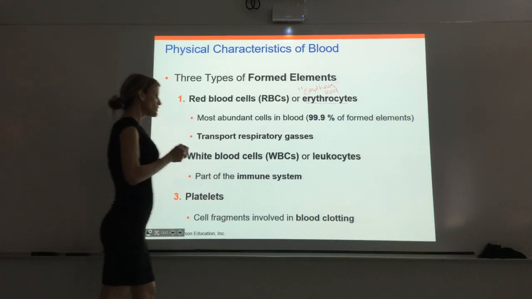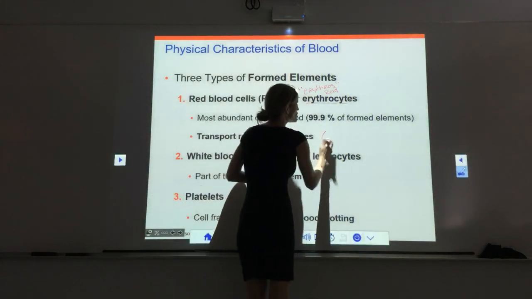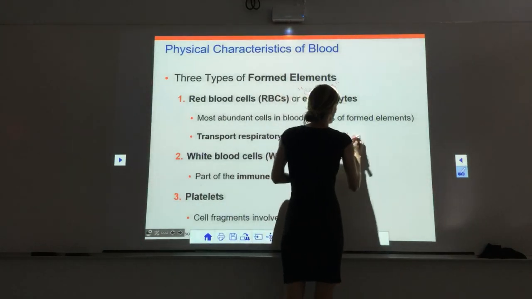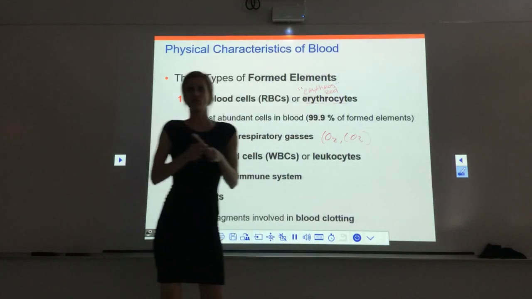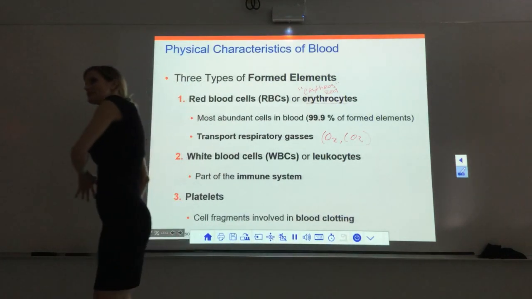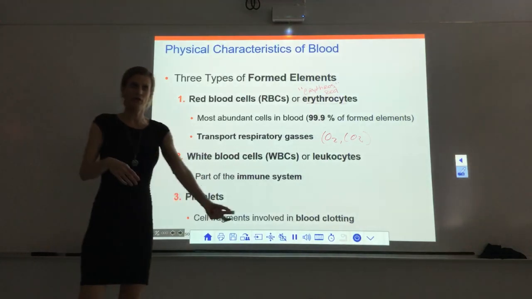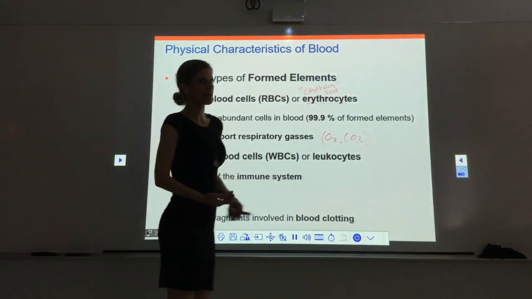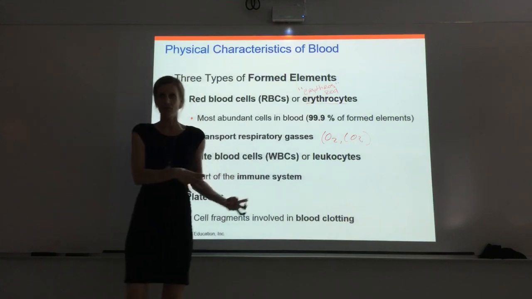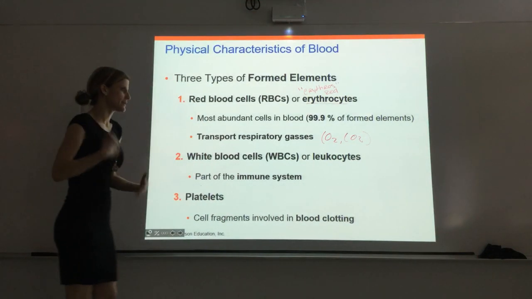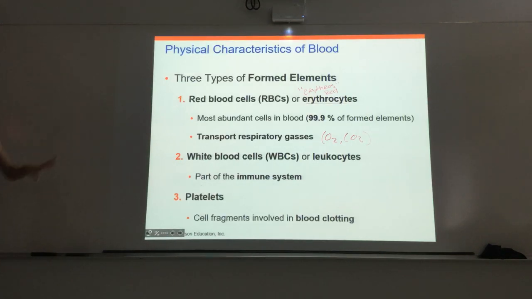Erythrocytes, or red blood cells, are responsible for transporting the respiratory gases. They transport oxygen and CO2 through the bloodstream. When you want to deliver oxygen to a cell, it's a red blood cell that picks it up and carries it through the bloodstream. When you want to take away carbon dioxide, it's a red blood cell that carries that carbon dioxide away from a cell. So that's the job of these erythrocytes, to carry the respiratory gases through the blood.